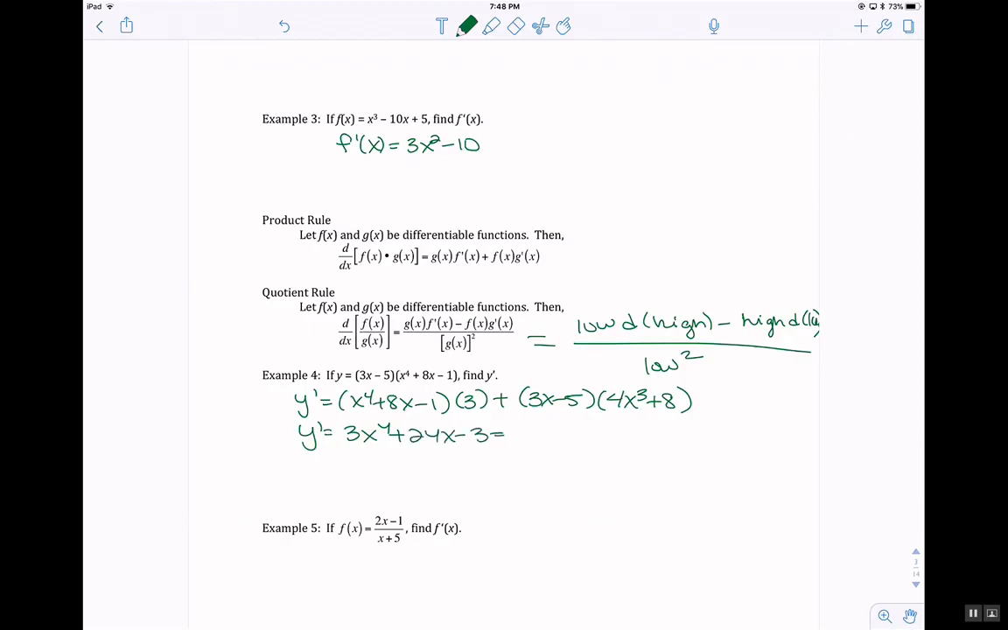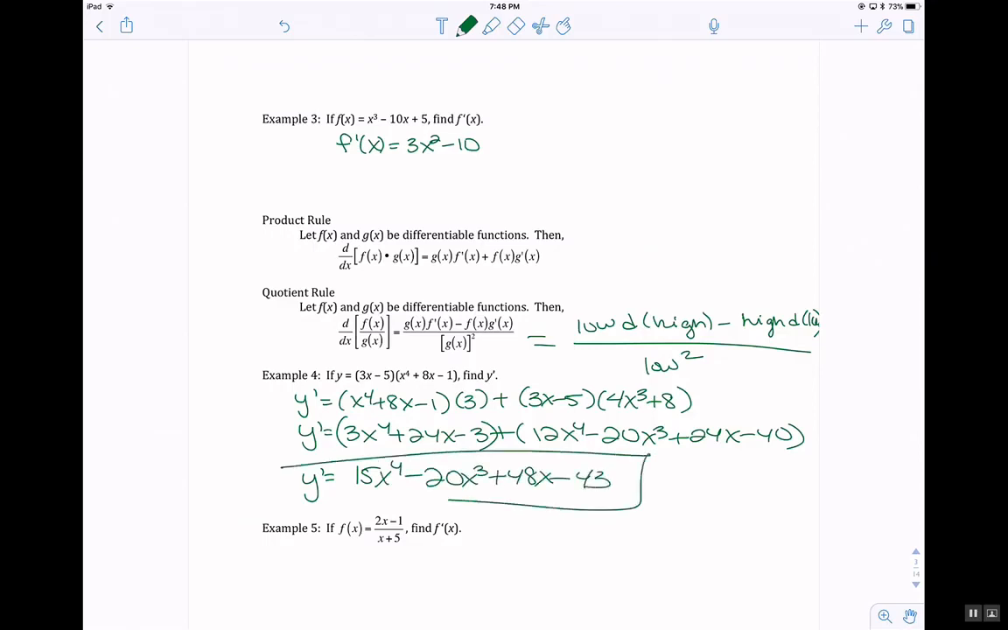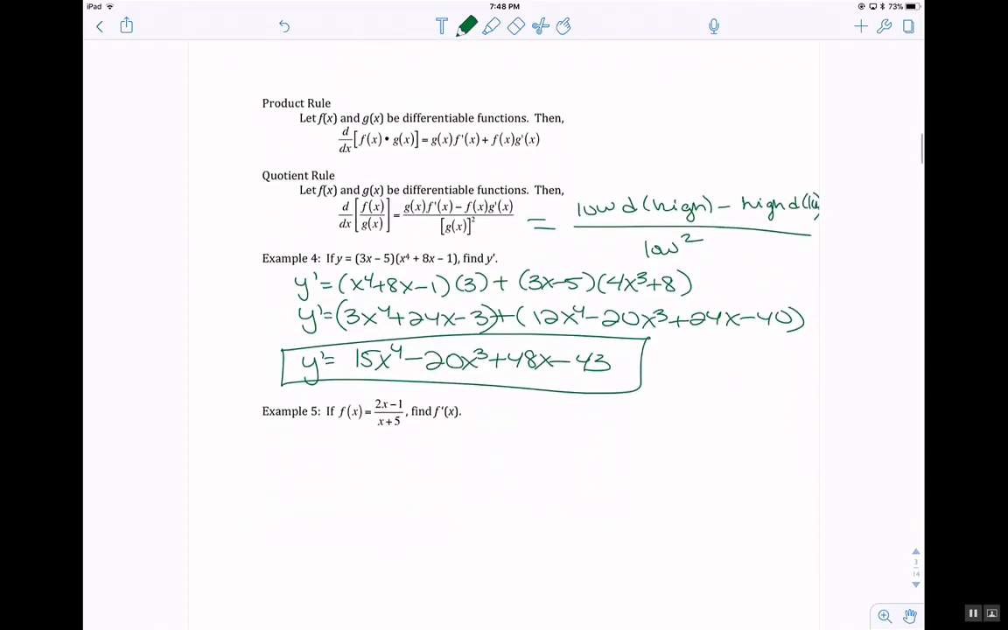And then plus, I can FOIL out my second term, which is 12x to the 4th minus 20x cubed plus 24x minus 40. And if you don't want to FOIL and you want to use the box, you're more than welcome to. Then I combine my like terms, so 15x to the fourth minus 20x cubed plus 48x minus 43.